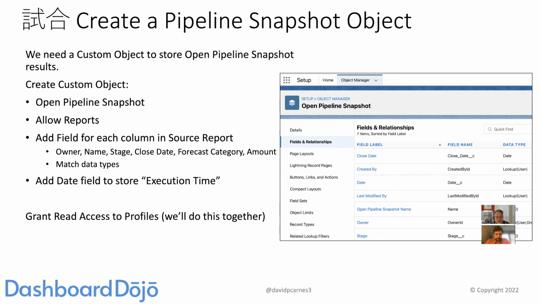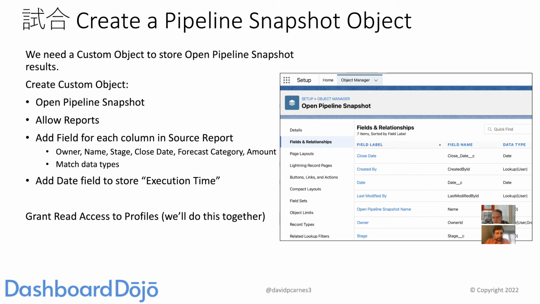For name, that would be text. That's where we're going to put the opportunity name. For stage, I'd store it as text. Maybe make it 30 characters wide. For close date, I'd make that a date field. Forecast category, text. Current amount would be currency. So there's one extra field, which is the field called date. This is the key field in the custom object.